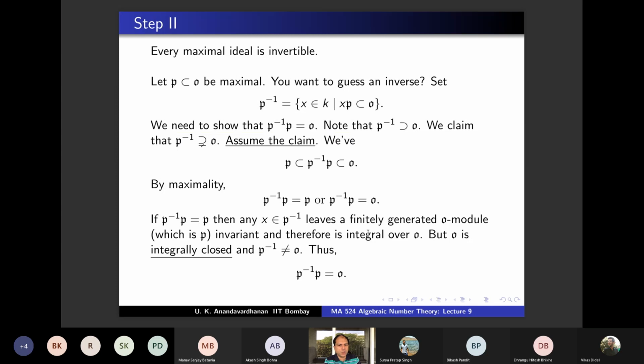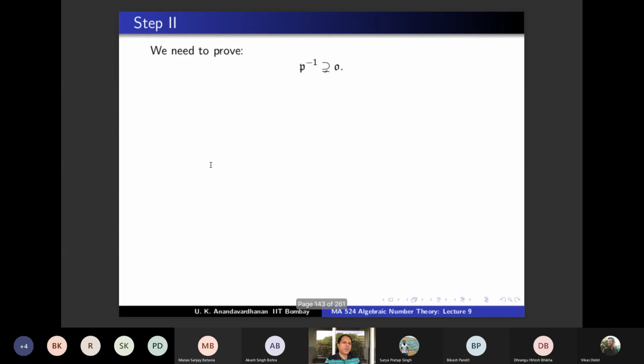So what do we need to show for step 2? We have to prove this claim. What is the claim? P inverse is strictly bigger than O. That is the next slide. So P inverse being a fractional ideal is obvious. Check it. So we need to prove now that P inverse strictly contains O. Only then step 2 is complete.